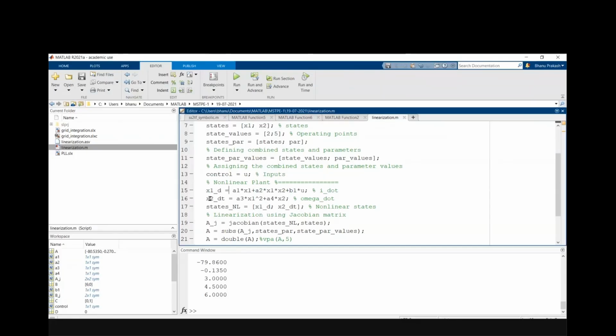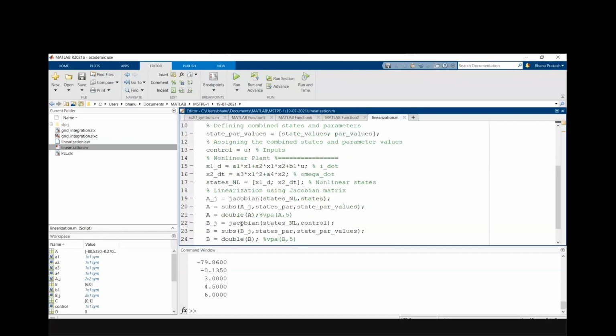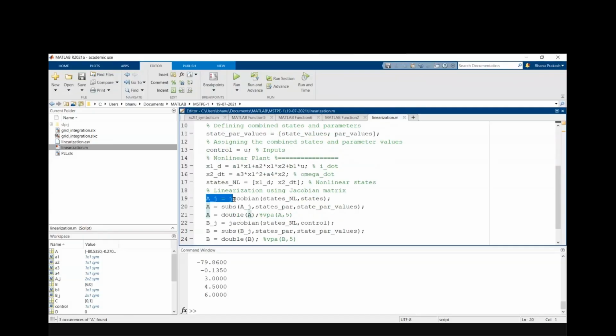So I'm defining this again as some matrix. It's a column matrix. Simply instead of making it two separate things, I'm considering both of them in a single matrix for matrix representation. There is some command called Jacobian. What does this Jacobian do? It will find the derivative term of that. So, sorry, A Jacobian is there.